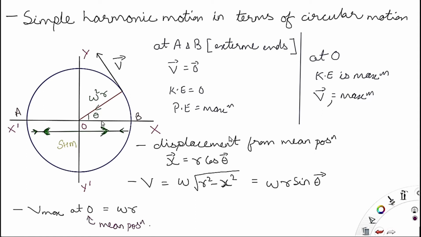Also at any point, the tangential or linear velocity v is equal to omega into the square root of r square minus x square. So r is the radius and x is the displacement from the mean position. It is also equal to omega into r sin theta. Now the maximum velocity, which happens at the equilibrium position or the mean position or the center of the circular motion, is equal to omega into r.